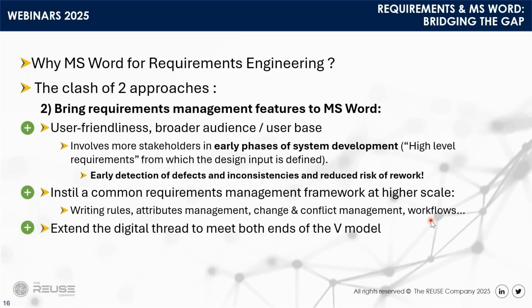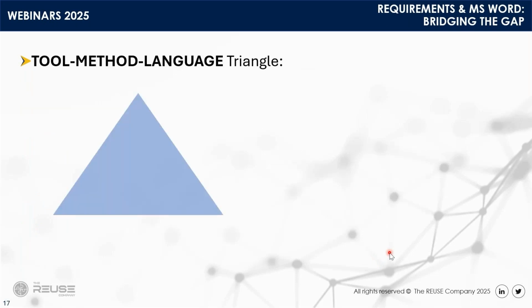And as I was saying earlier, we increase the traceability to higher level assets. So we extend the digital thread to meet both ends of the V model. Better said, using the introduction aspect, we go through all the layers of the onion diagram. So we have a lower chance to miss one stakeholder aspect. So for these two different approaches, let's check how to deal with that in the tool method language triangle.